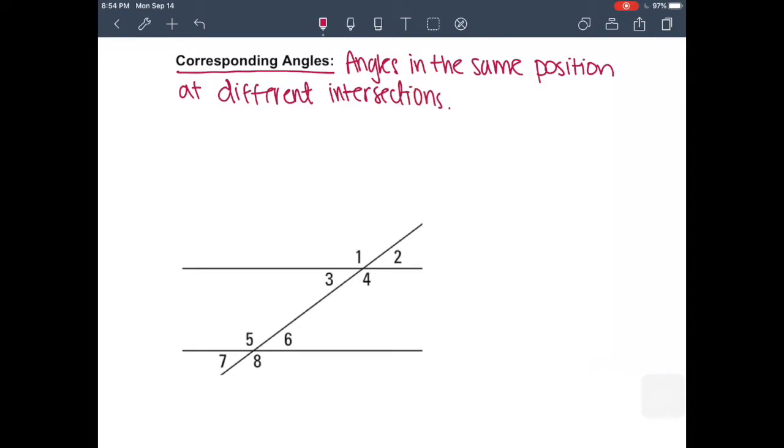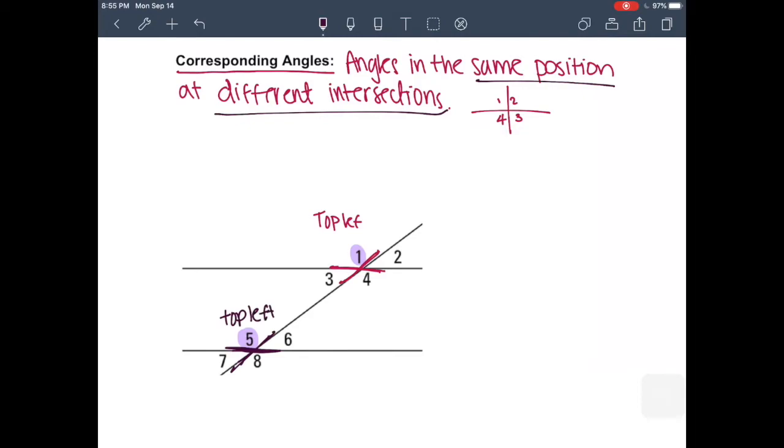Now, an intersection would be like at a traffic light. So this is an intersection, and then you have different angles here, 1, 2, 3, 4. You can label them however you want, but that would be considered an intersection. So I'm going to use highlighter here to represent the corresponding angles in this picture below. So 1 is on the top left of its intersection right here, and then if I go down to the intersection down here, the one that is the same position at the different intersection would also be the top left one. So the top left would be right here. So 1 and 5 are considered corresponding. So angle 1 and angle 5 are corresponding.